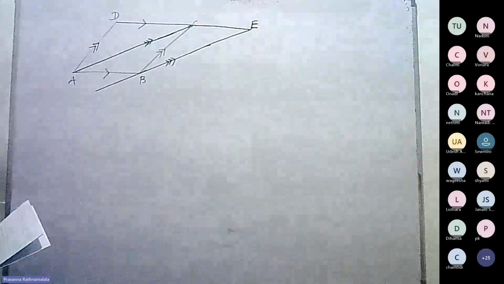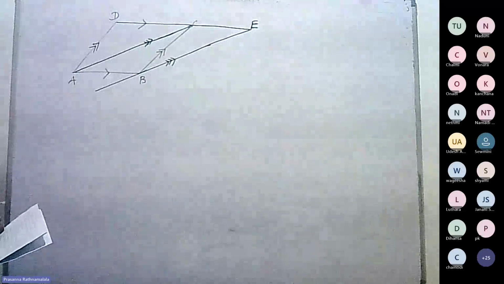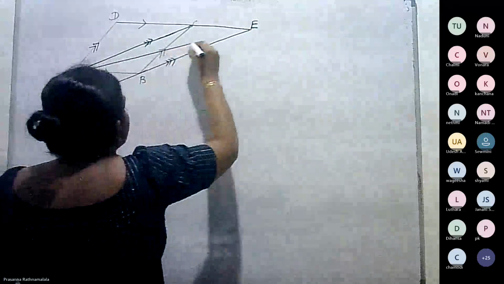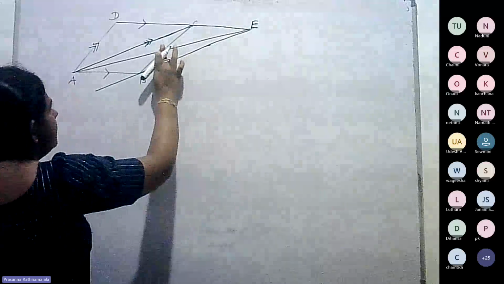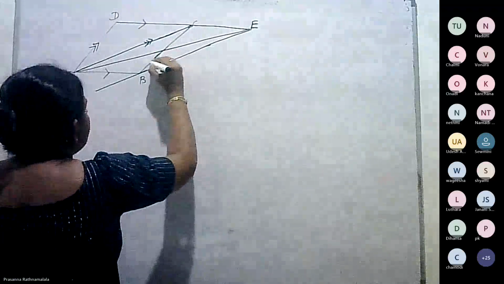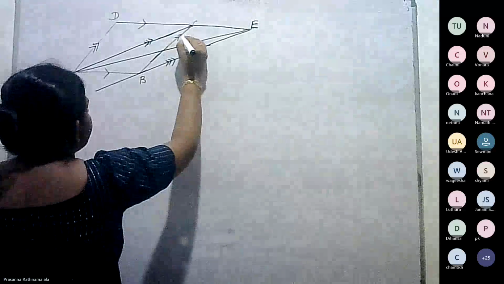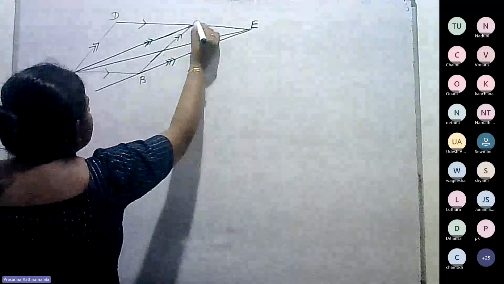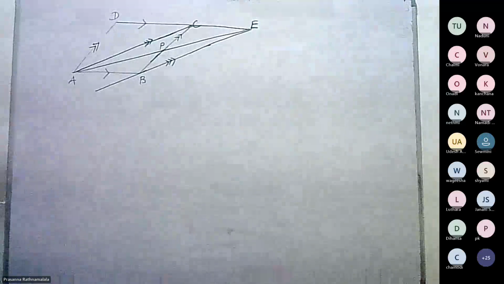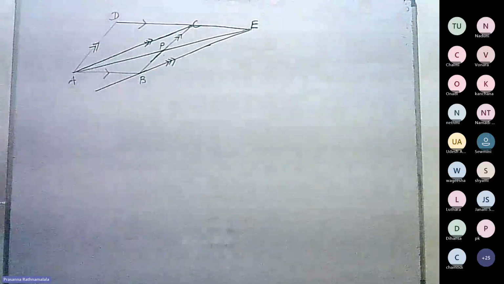Straight line AE and BC intersect at P. This is AE and this is BC. This is point P. Right, that is the figure.